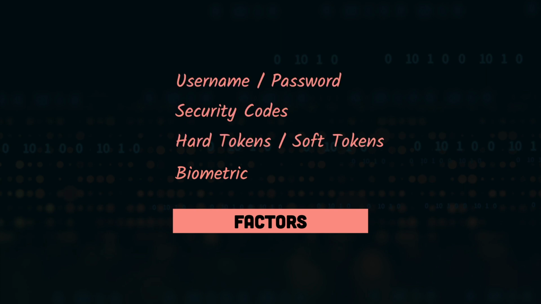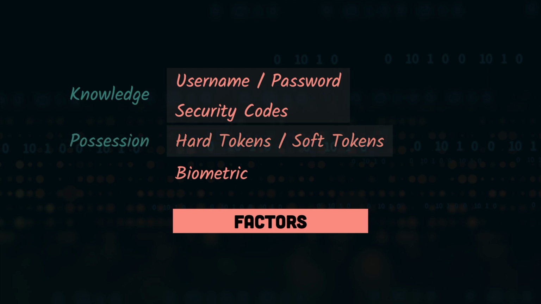Now, if we look at these different authentication factors, we can categorize them into three different types. The username and password and the security codes are relevant to something that the person knows. So we can say that this is a knowledge factor. In hard and soft tokens, we authenticate the user by verifying the possession of a device. So this would be a possession factor. And in biometrics, we test the inherent qualities of the person: iris, face, or voice. So this would be a qualities factor.